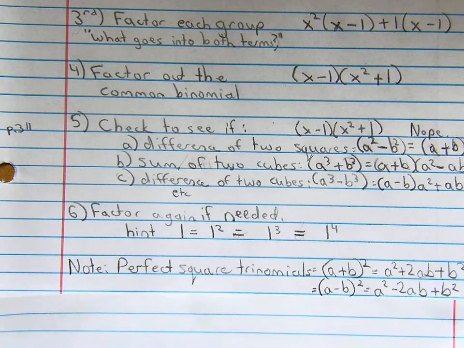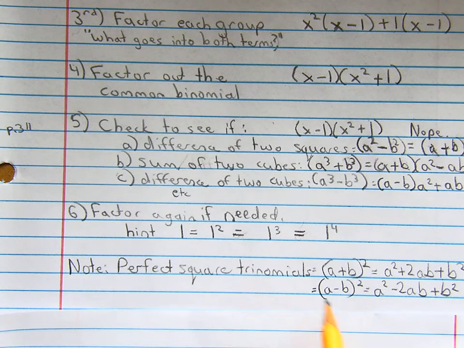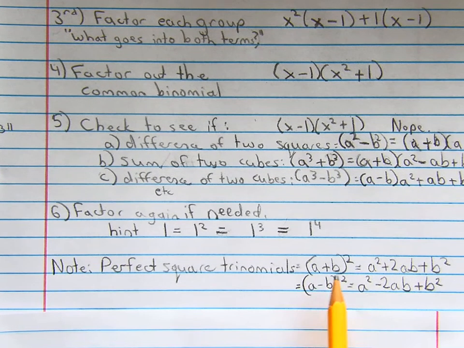Some other little things to remember is that perfect square trinomials do and can come up in terms of simplifying. That a plus b squared would give you this quantity here, or a minus b squared, the square of the difference, and the square of this sum would give you these different quantities here.